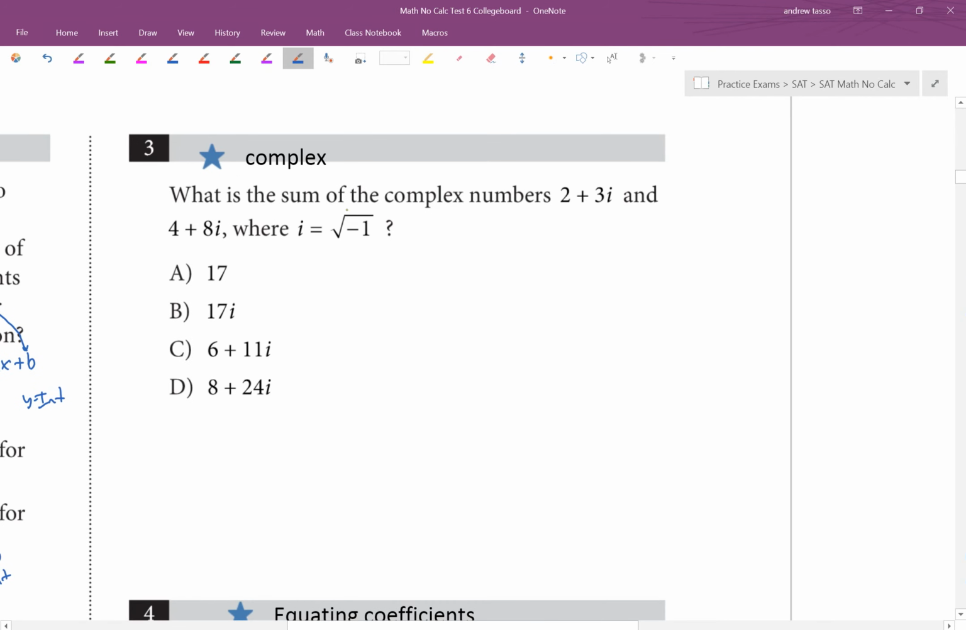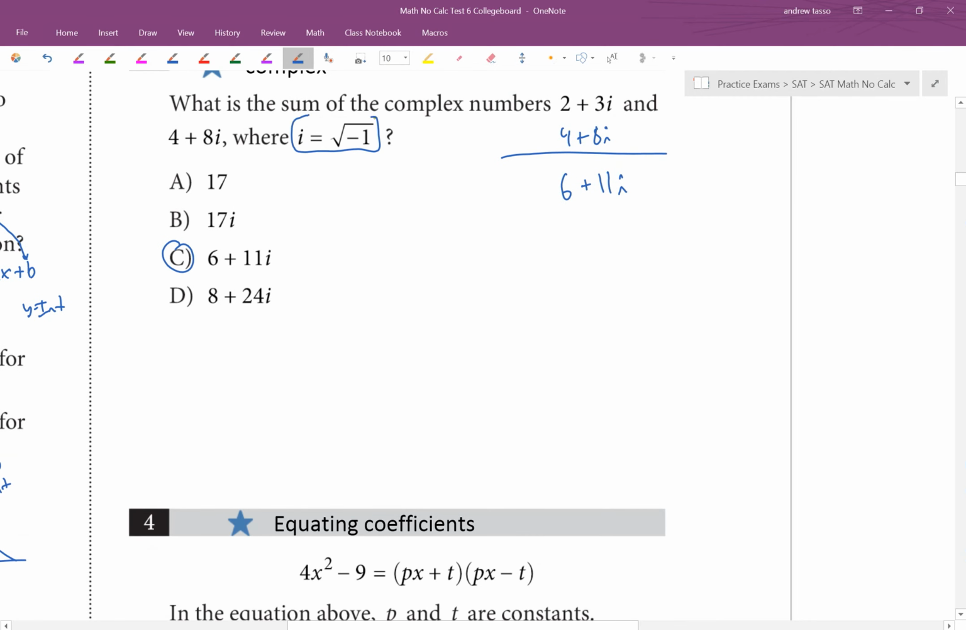What is the sum of the complex numbers 2 plus 3i and 4 plus 8i? So if we add those together, we add the real parts to get 6, and we add the imaginary parts to get 11i. That's answer choice C. Notice we didn't even need to use this fact.